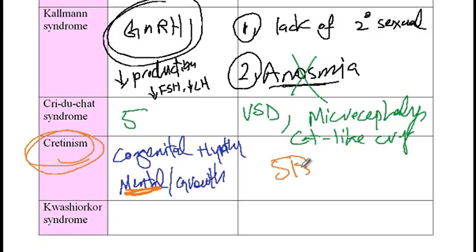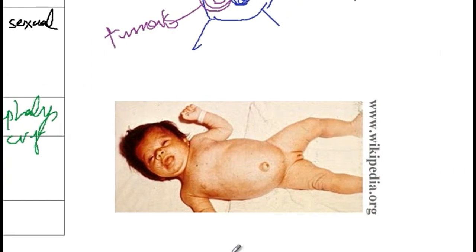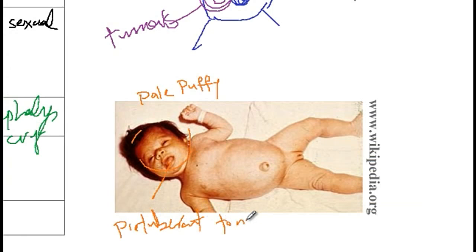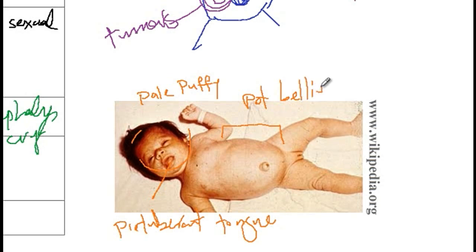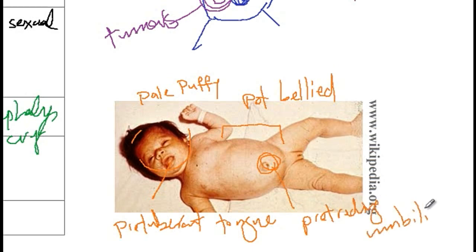So the memory aid that you can use to memorize the features of cretinism in addition to mental retardation includes 5 P's. So here I have an image of a patient with cretinism. So he has pale and puffy face, protuberant tongue, pot-bellied, and then finally protruding umbilicus. So you can see how by 5 P's I mean pale, puffy, pot-bellied, protuberant tongue, and the protruding umbilicus.